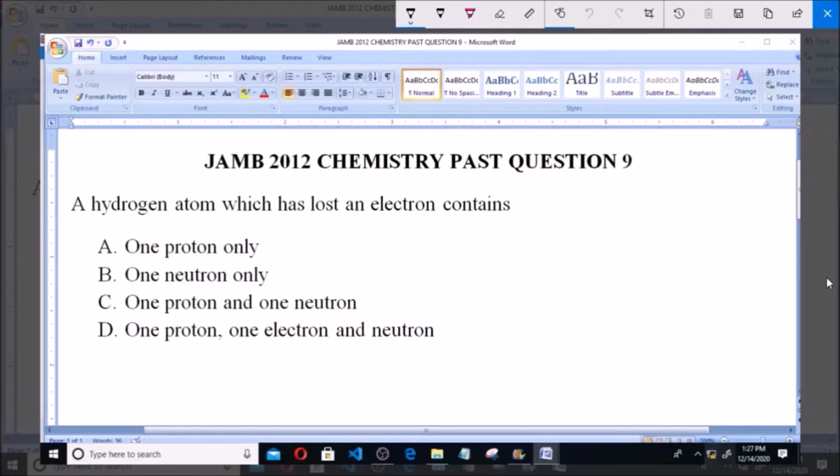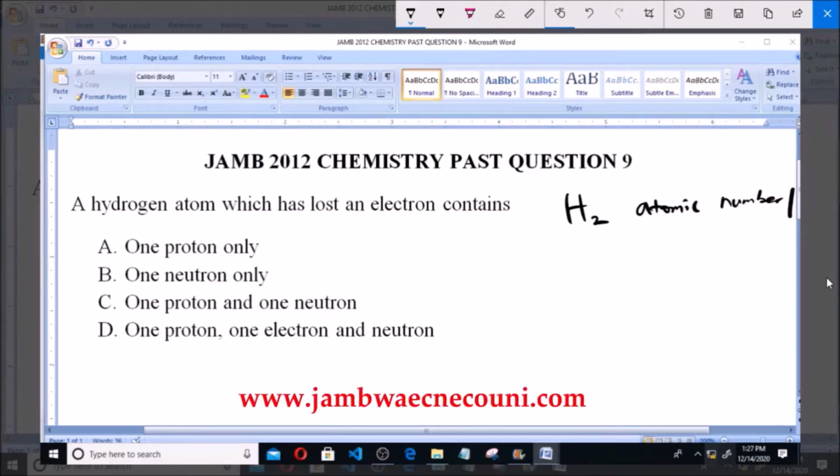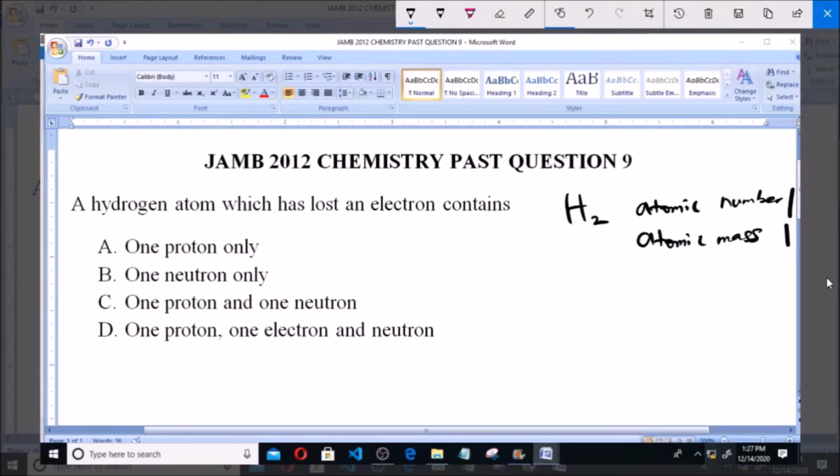A hydrogen atom, hydrogen being the first element on the periodic table, has atomic number 1 and atomic mass 1. Now, atomic number simply represents the number of protons of an element, and atomic mass represents the sum of the number of protons and neutrons.